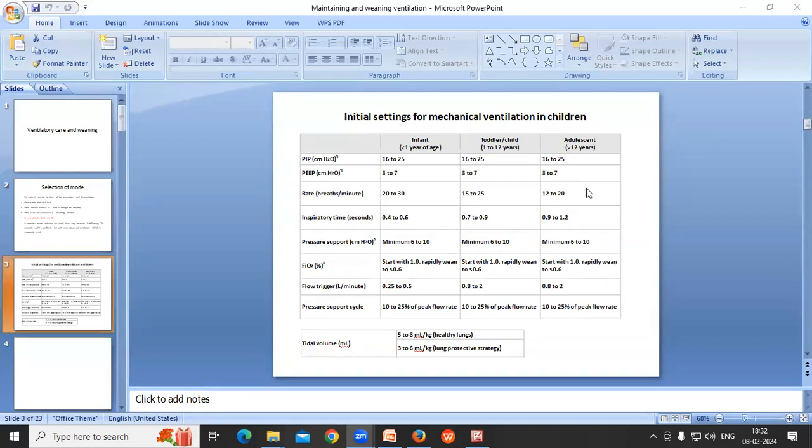Normal physiological rate, higher physiological rate, supranormal rates? Low. In asthma, you need to give low, even lower than physiological rates. Don't forget this. The rate in asthma is low, low, low. That's all. Inspiratory time.